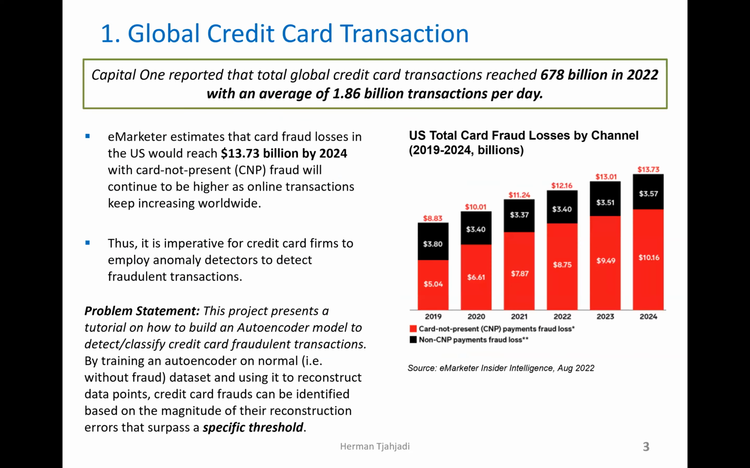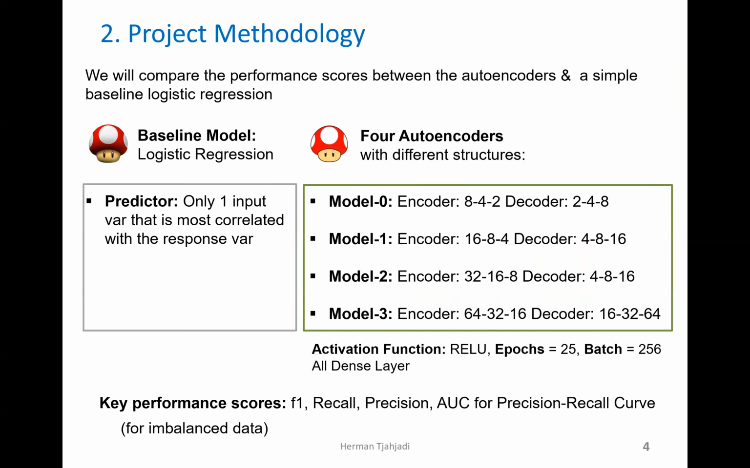So Capital One reported that the total global credit card transactions were 680 billion in 2022, and US total card fraud losses can reach $14 billion by 2024. So in this project, we are going to train an autoencoder on a normal, no-fraud data set and use it to reconstruct the data points. Basically, if a data point has a very high reconstruction error, that means the data point is a fraud. So this one is the project methodology.